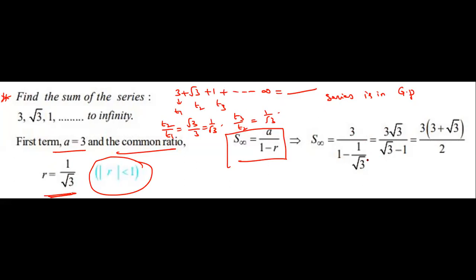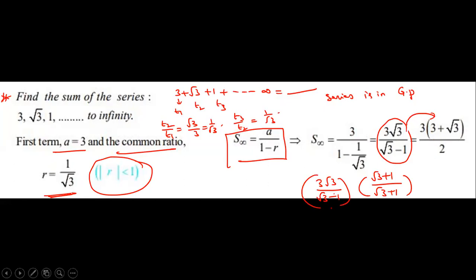3 by 1 minus 1 by root 3. Now simplify. How do you get this? Rationalizing: 3 root 3 by root 3 minus 1, into root 3 plus 1 by root 3 plus 1. A minus b into a plus b is a square minus b square. That is the answer. First, you should give the conclusion: they are in GP, HP, anything like this. Conditions apply. You should verify every time whether the common ratio is less than 1 or greater than 1.